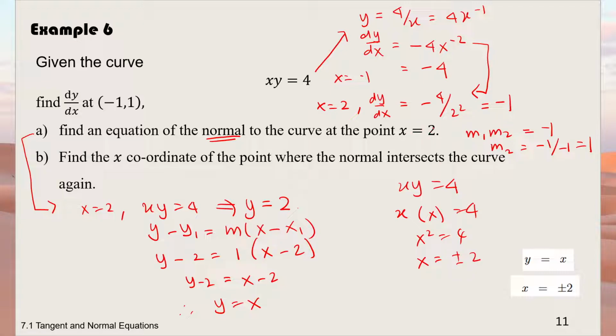But since x equals 2 is already provided, they're going to meet at x equals negative 2. When x equals negative 2, my y also is negative 2. Oh sorry, they are only asking for the x coordinate. So they are going to meet again at x equals negative 2.